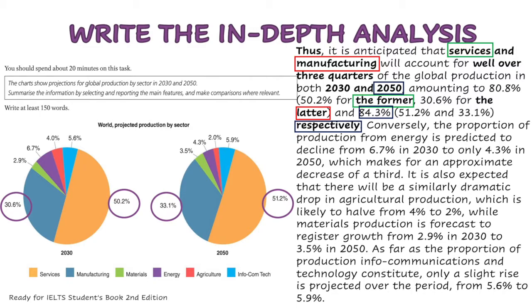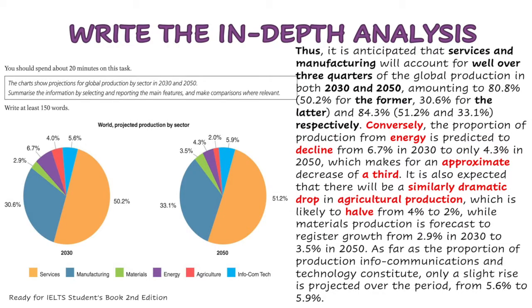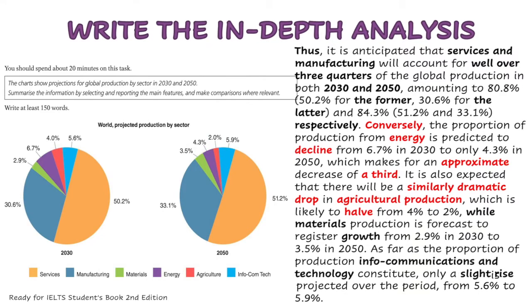And now it's time to continue on with the alternative, with the comparative, with the contrast. Conversely, the proportion of production from energy is predicted to decline from 6.7% in 2030 to only 4.3% in 2050, which makes for an approximate decrease of a third. It is also expected that there will be a similarly dramatic drop in agricultural production, which is likely to have from 4% to 2%, while materials production is forecast to register growth.